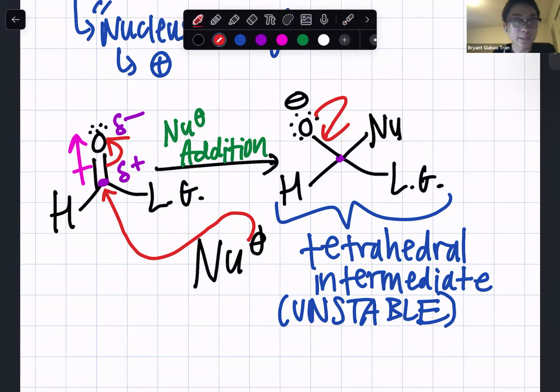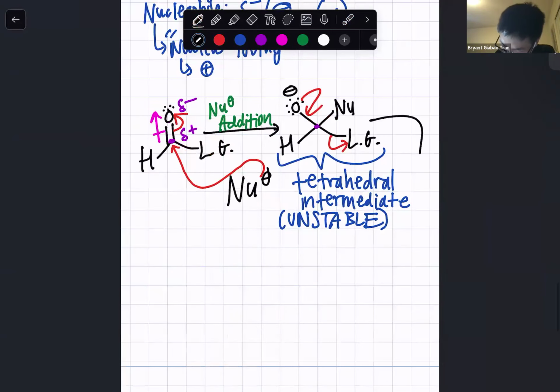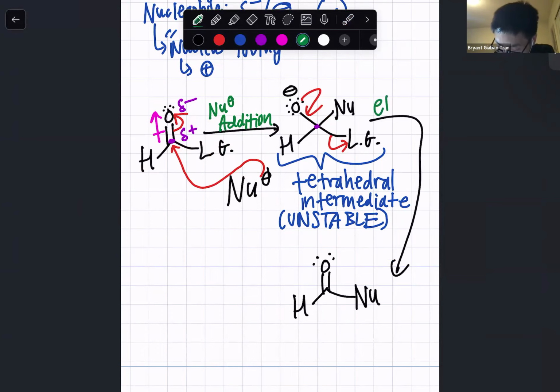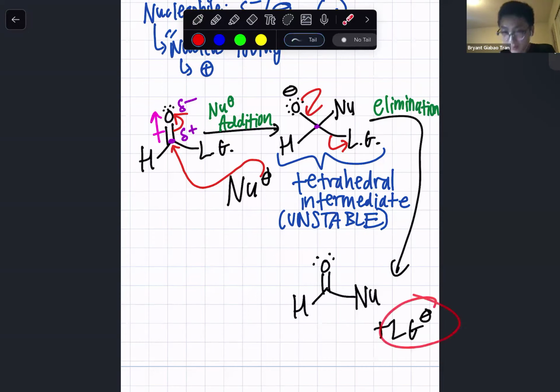But that will break the octet rule. That's a problem because we're trying to make 5 bonds. It has 4 bonds right now: 1, 2, 3, 4. When we try to make that double bond right there, that's going to have 5 bonds. To keep the octet rule, we have to kick that leaving group out. When we kick that leaving group out, we get this right here, that carbonyl with the nucleophile. And this is called an elimination step, where we eliminated a group, which is the leaving group, that will leave as a negative charge, like that.